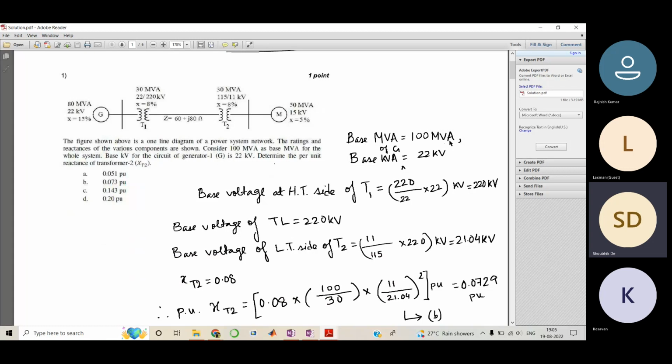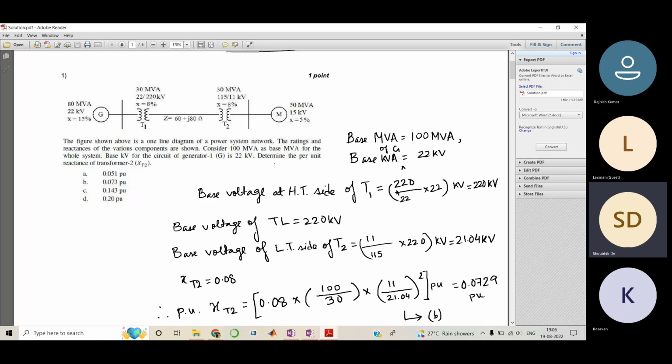So base MVA is 100 MVA and base kV of the generator is 22 kV. Using this information, I first calculated the base voltage at the high tension side of transformer 1, basically the transmission line side. This is a 22 by 220 kV transformer, and the base voltage on the lower side of T1 is 22 kV. So just use the simple transformer formula: for calculating the base voltage on the higher end, we use the turns ratio formula, N1 by N2 equals V1 by V2.